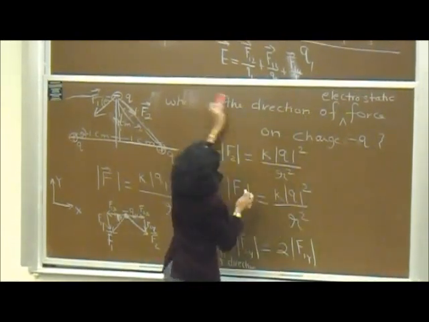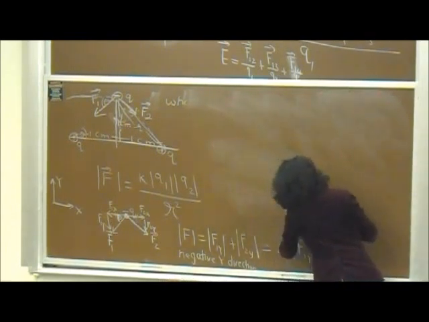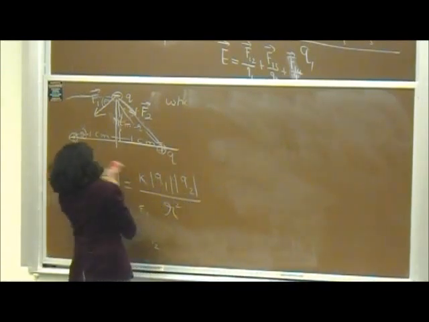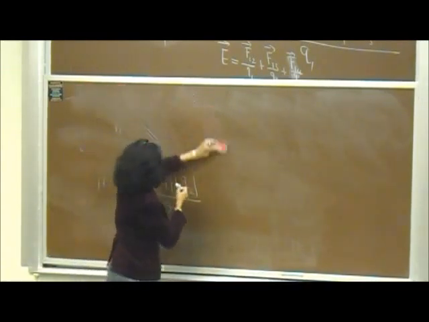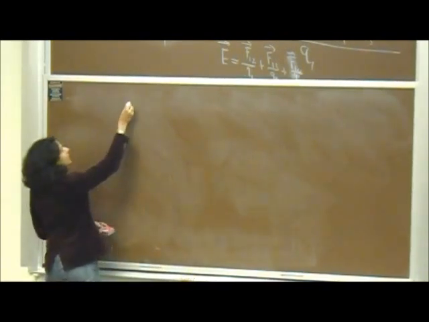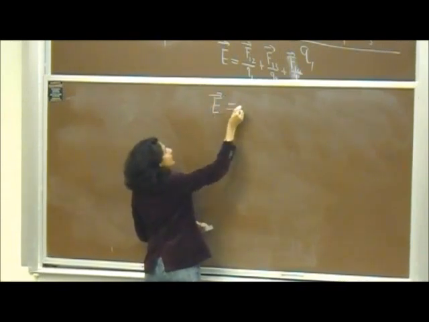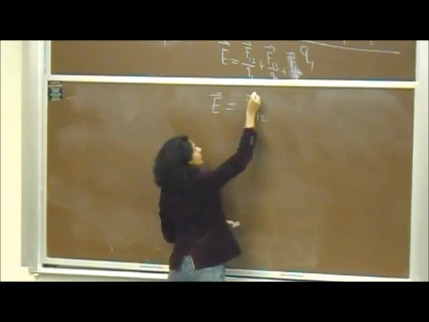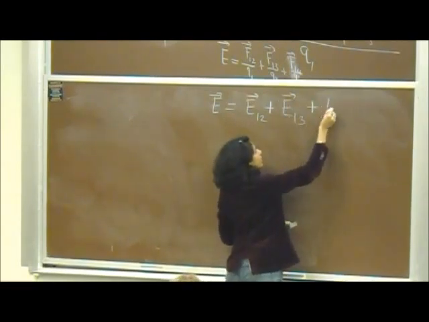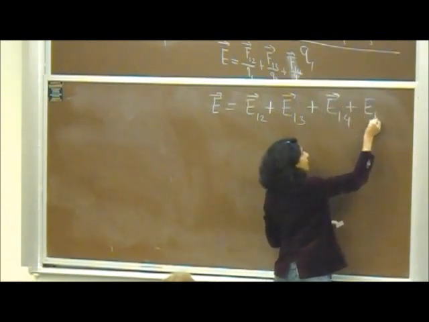Okay, so then I think we have proved to ourselves that we can use the superposition principle for electric field also. So what we have convinced ourselves of is that E is equal to E12 plus E13 plus E14 plus E15, etc.